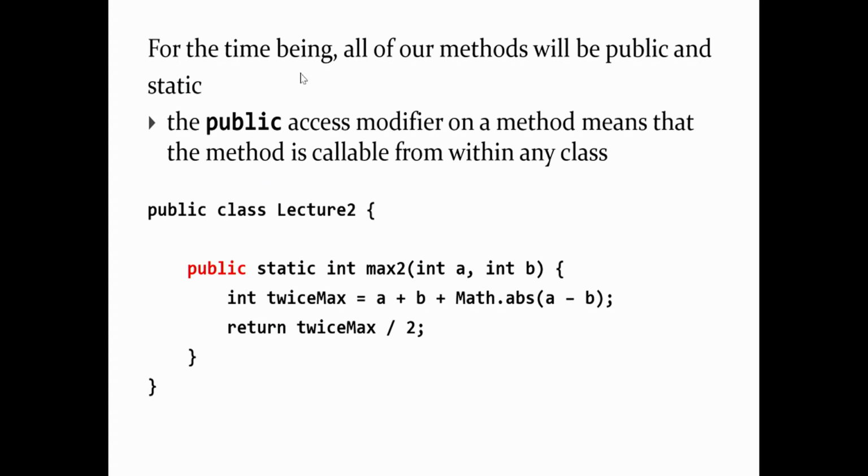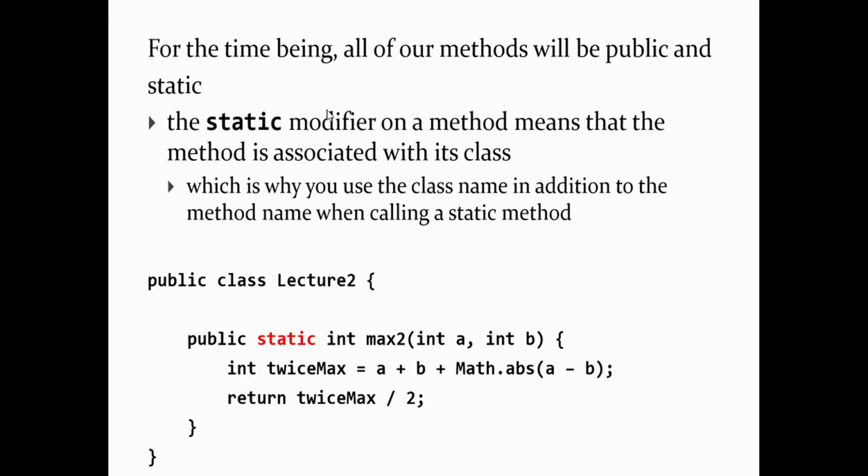Also, for the time being, all of our methods will be public. So there's our method, public and static. If you put the public access modifier on a method, so here max2 is public, inside the public class lecture2, then that means that any other class can call the max2 method. All it has to do is import the class lecture2. So public just means everybody can see this method.